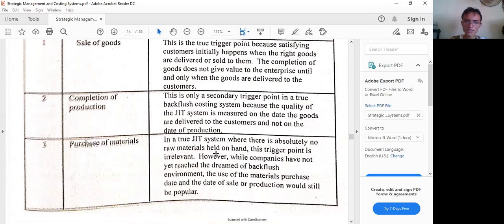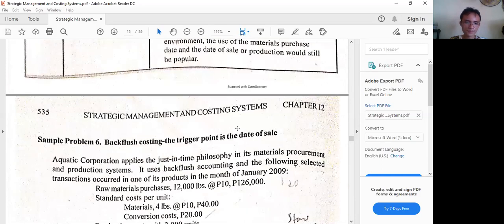In a true JIT system where there is absolutely no raw materials held on hand, this trigger point is irrelevant. However, while companies have not yet reached the dream of the backflush environment, the use of the materials purchase date and the date of sale or production would still be popular. So purchase date, the date of sale, and the production.